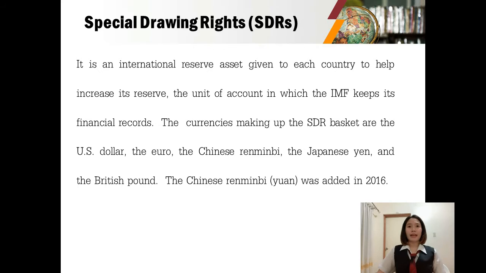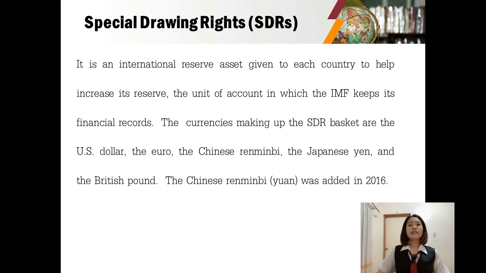Special drawing rights. It is an international reserve asset given to each country to help increase its reserve, the unit of account in which the IMF keeps its financial records. The currencies making up the SDR basket are the US dollar, the euro, the Chinese renminbi, the Japanese yen, and the British pound. The Chinese renminbi or the yuan was added in 2016.